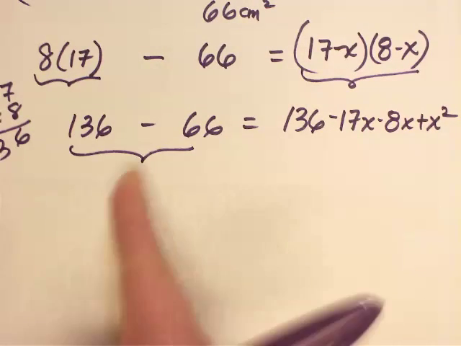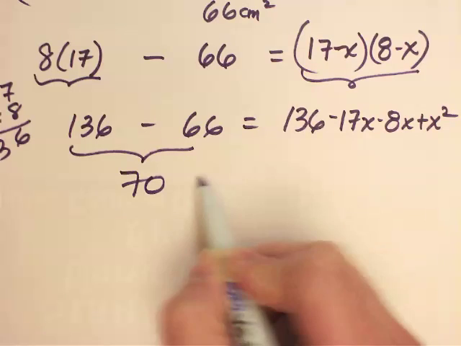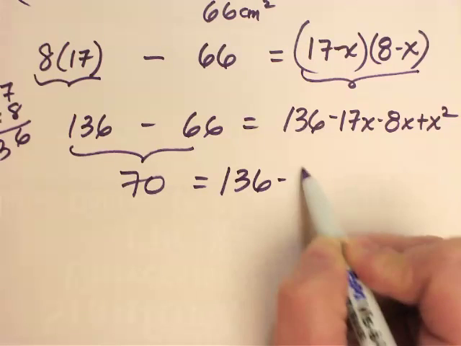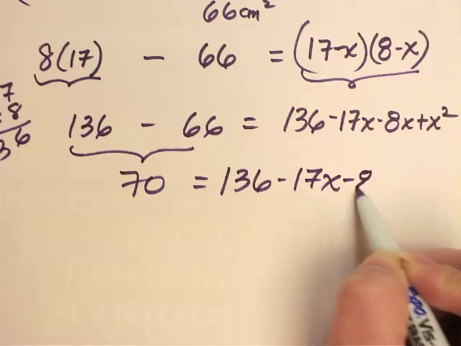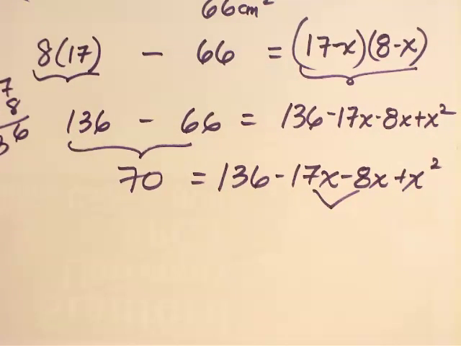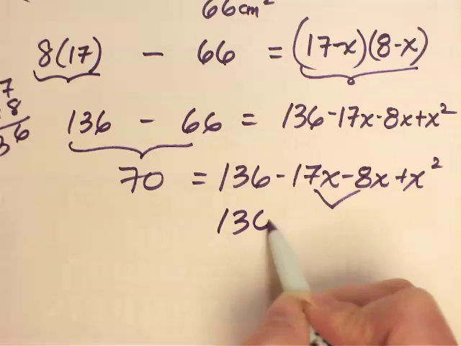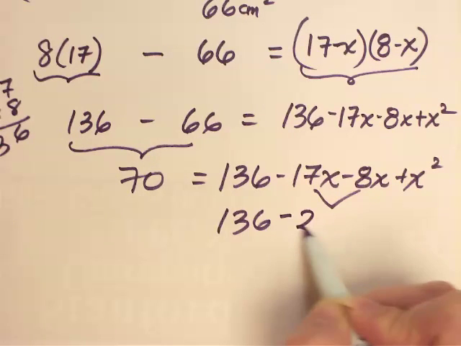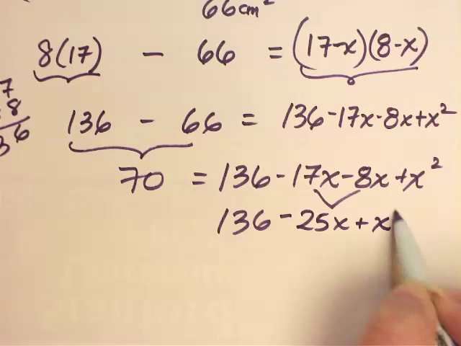This gives me 70 if I find the difference here. And I get 136 minus 17x minus 8x plus x squared. And I notice I can go ahead and simplify here: 136 minus 25x plus x squared.